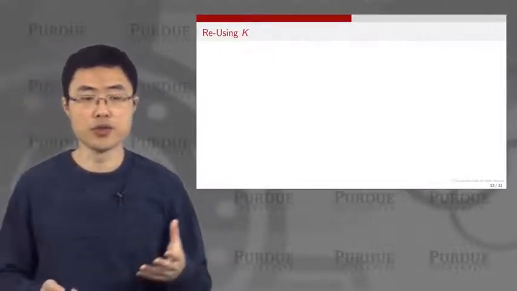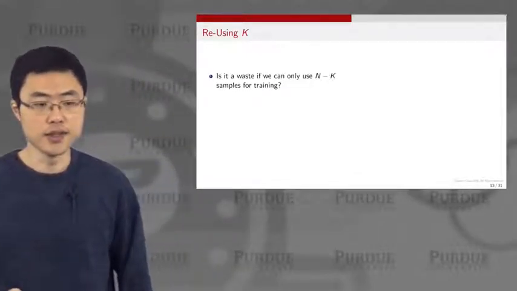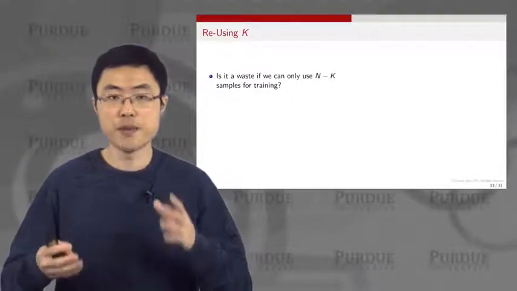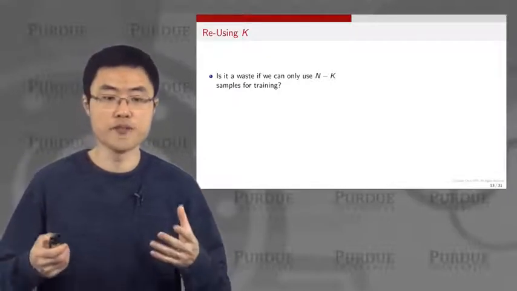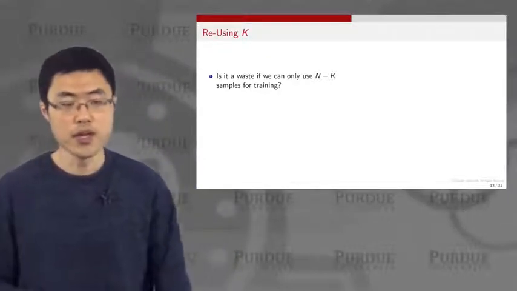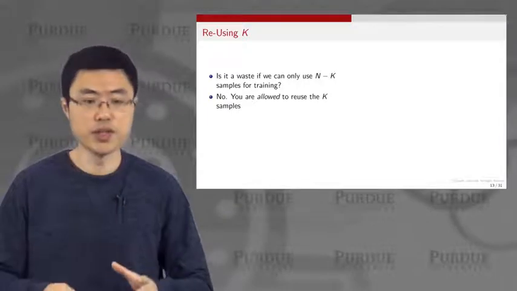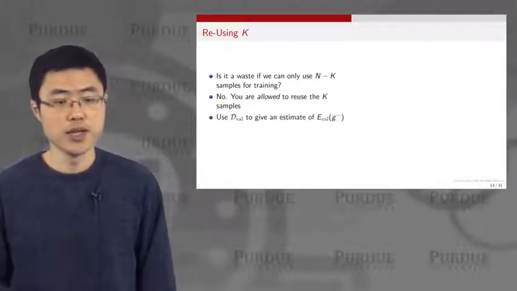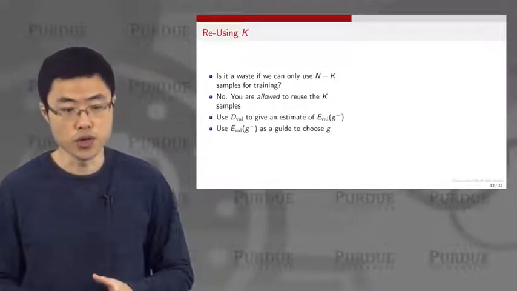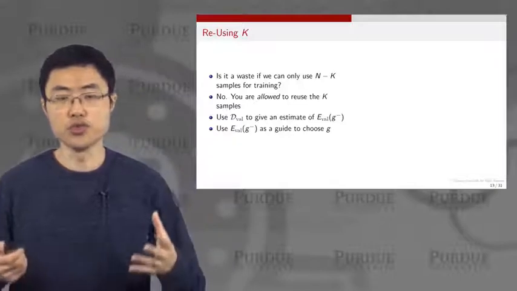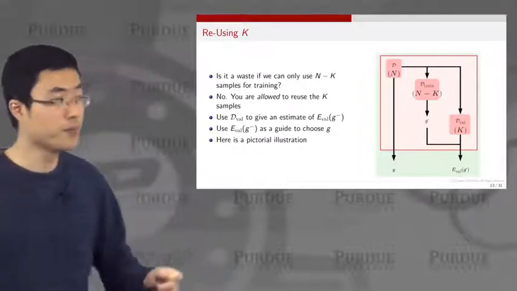Now, we should also be aware that when you do the validation, we should also be able to reuse the k's. Because if you only use the n minus k samples to do the training, then you will not be able to leverage the other k samples when you try to retrain. Because we're doing this validation inside the training procedure, you are allowed to reuse the k samples. So first of all, you use the validation set to calculate the validation score. And then you use the validation score to guide you to choose a good hypothesis. And this is a diagram showing you how.